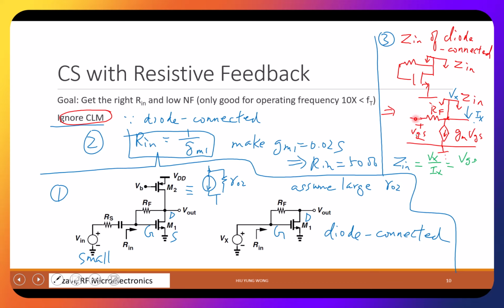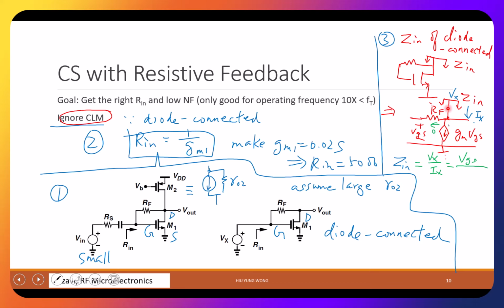Because there's no current. This is open. No current can flow. Right? So Vx equals I times RF. Vg equals Vx minus RF times I, but I is 0. So this is just equal to Vg. Right? So let me emphasize here. This is 0. Okay. And what is Ix?